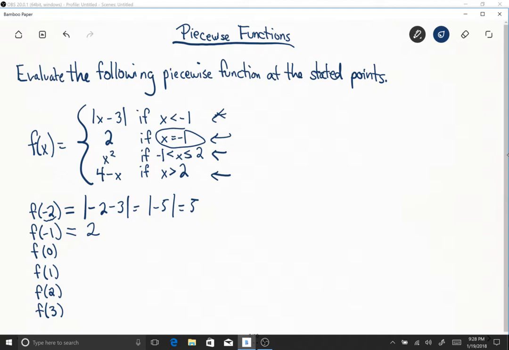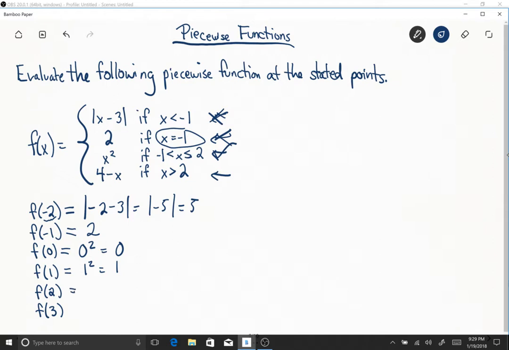That's it. Okay. So now on the f of 0, we can do the same thing. Which one does that satisfy? Notice it's not the first one, it's not the second one. Oh, 0 falls in here. So what we'll have to do is plug it in for that x. So we get 0 squared, which equals 0. Okay. Next one, f of 1. So notice 1 doesn't fit in the first category. It's not less than -1. 1 does not equal -1. 1 does fall in between -1 and 2. So we're going to use that third equation again. So you get 1 squared, and that equals 1 as well.